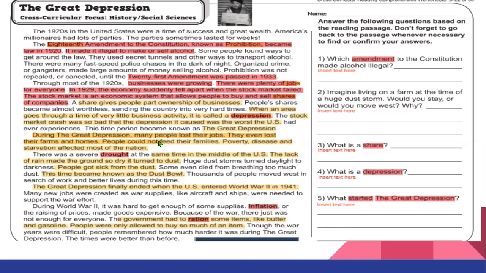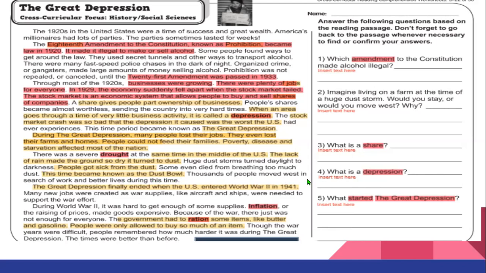During the Great Depression, many people lost their jobs. They even lost their farms and homes. People could not feed their families. Poverty, disease, and starvation affected most of the nation. There was a severe drought at the same time in the middle of the US. The lack of rain made the ground so dry it turned to dust. Huge dust storms turned daylight to darkness. People got sick from the dust. Some even died from breathing too much dust. This time became known as the Dust Bowl.